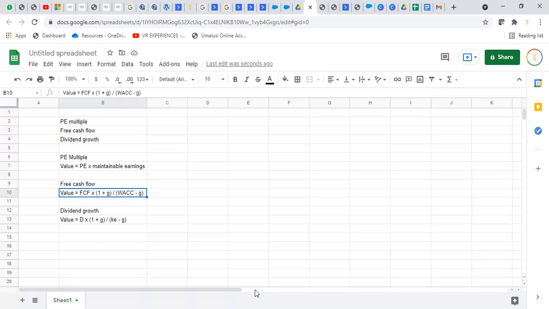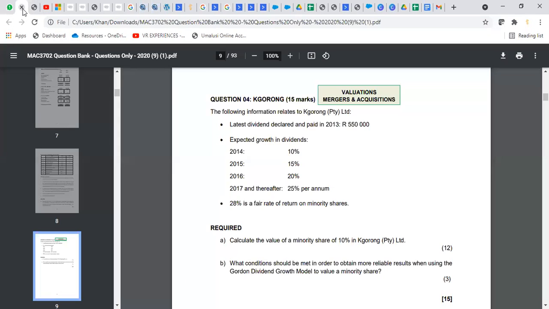So here we have a 12-mark question, which is quite basic, right? But I just want to show you the importance of this example.